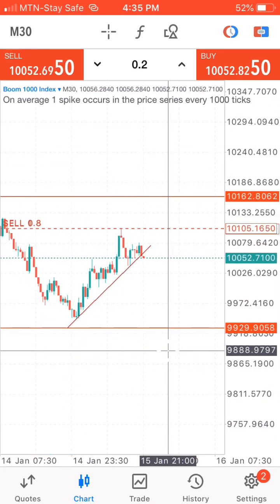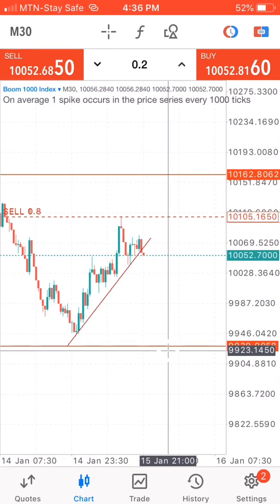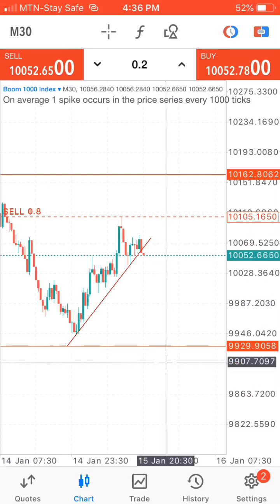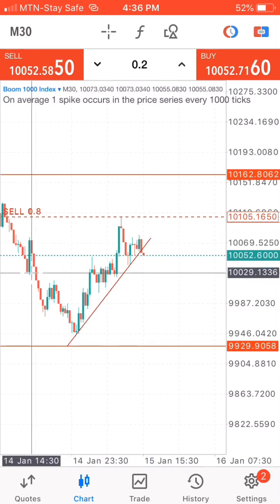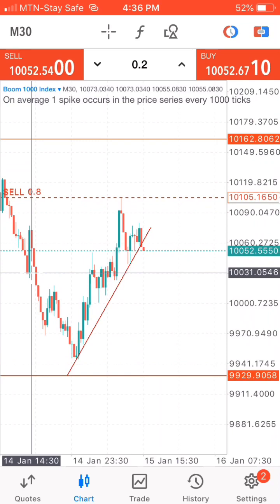You can actually make a whole lot from it. So now I'm seeing that it's broken. It's trying to break this trend line. Seeing that it's trying to break this trend line, you just have to be patient to see what the next candlestick is going to do. But for me, I'm going to keep selling. As I said, I'm still holding on to the trade.